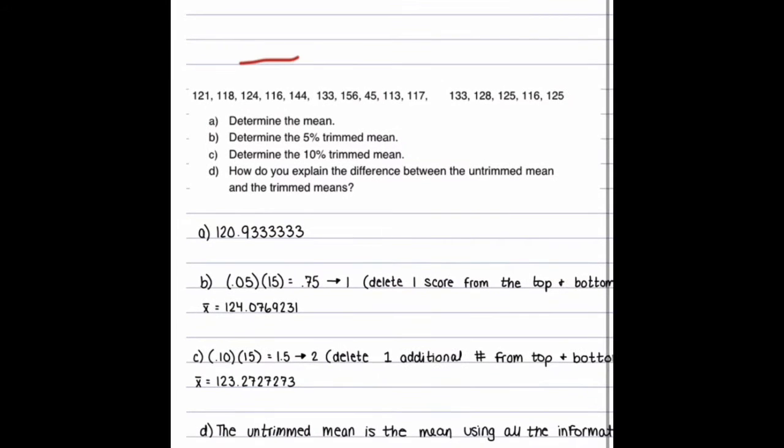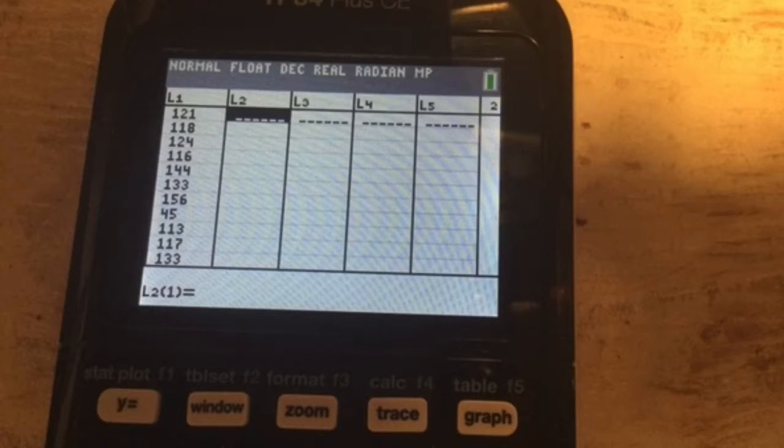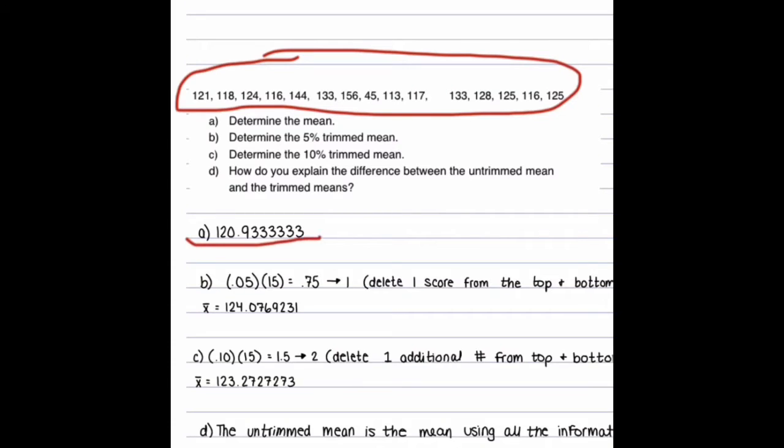For this problem, I started by putting these numbers into my calculator by hitting Stat Edit, and then they were all in this list. After that, I hit Stat Calc var1 Stats, and I made sure that the list was on list 1 and the frequency was blank. And then after I hit Calculate, I got 120.93 as my mean.